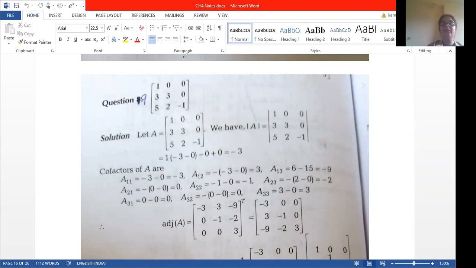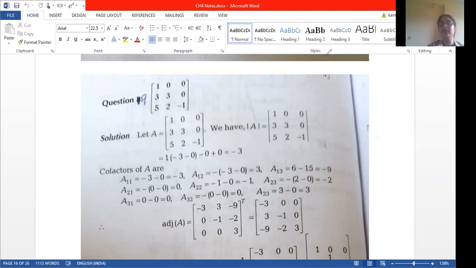Again here we have to find the inverse of this matrix. Let this matrix be A. First of all, I told you we will find the determinant of A. If the value of determinant of A is not equal to 0, then only we'll proceed further, otherwise not. So just see how we'll calculate determinant of A.